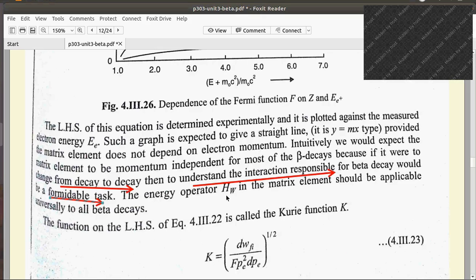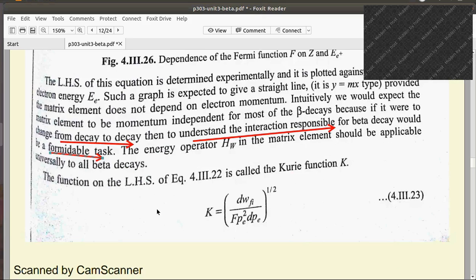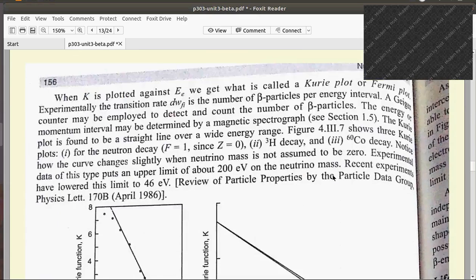Our assumption here is that the operator HW is applicable to all beta decays. Now K equal to dWFI upon PE square dP, whole stop, is called the Curie function. What is it called? It is called the Curie function K. When K is plotted against E, we get what is called a Curie plot or a Fermi plot.